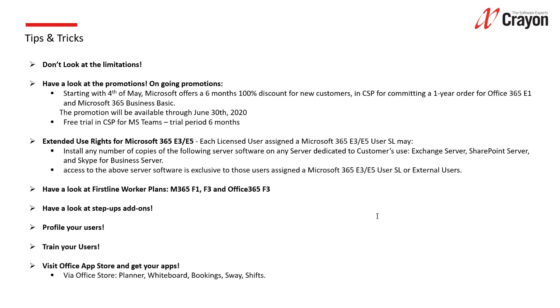But please be aware that each cloud plan includes a set of applications. So if you want to use an application, please check the availability in your cloud plans. For example, Sway is available in all Microsoft plans. Whiteboard is available in all except M365 F1. But Booking is available only in Business Standard, Premium, E3, and E5. So please check that.